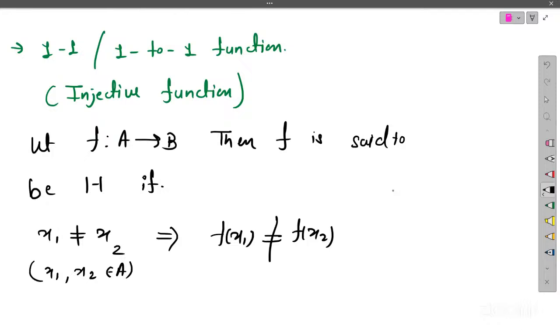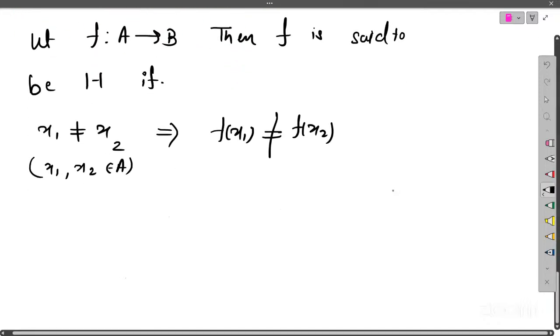Okay, is the definition clear? Any doubt? The definition of 1-1 function? Please give an example. Yeah, I'll give an example. So this is the basic definition.